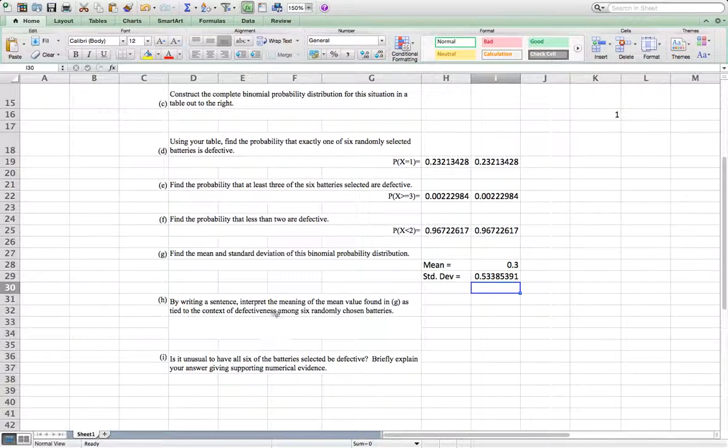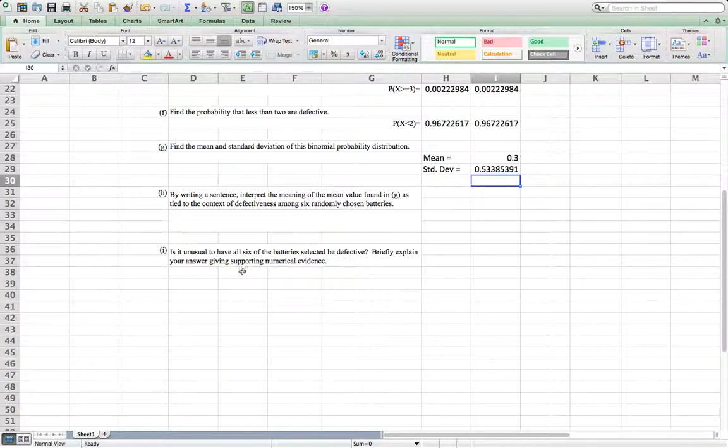Now, write a sentence to interpret the meaning of the mean value found in the previous step. This 0.3 means if we repeatedly draw random samples of 6 batteries, and for each sample we count how many batteries are defective, then the average over all those samples will be 0.3. That means on average, each sample has 0.3 batteries defective.